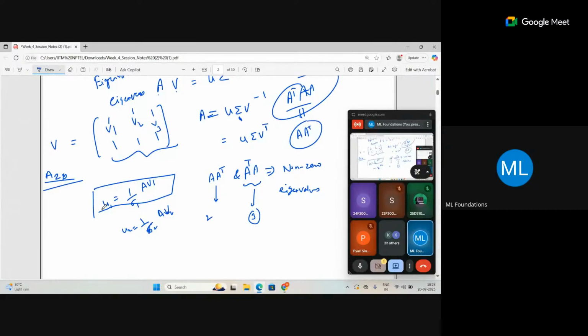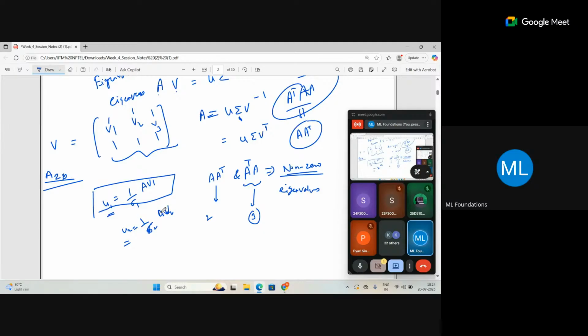It depends. Then which method should we use? No, this is fine. You can use this method also, because in this case you need only u1 and u2, two vectors. So just find out the non-zero eigenvalues and you'll get it.